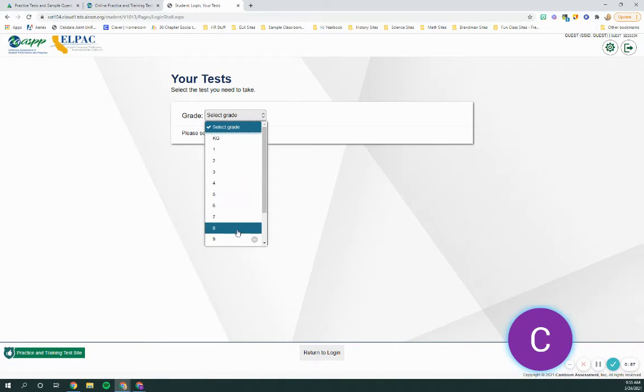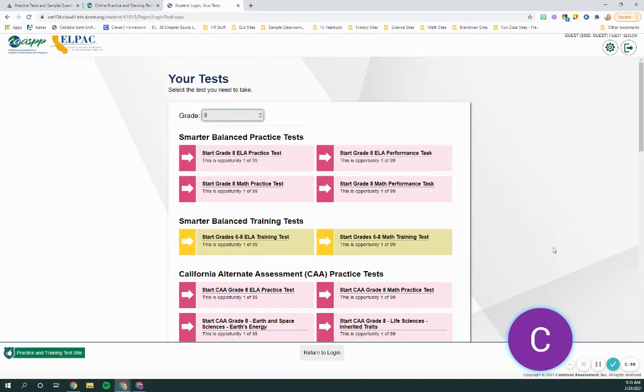We're going to look at the 8th grade SBAC test. You'll see you have your Smarter Balanced practice test here, grade 8 ELA, grade 8 math, training test, and that's all you really need to worry about on this page. Your performance tasks are over here as well. So we're going to look at math today.